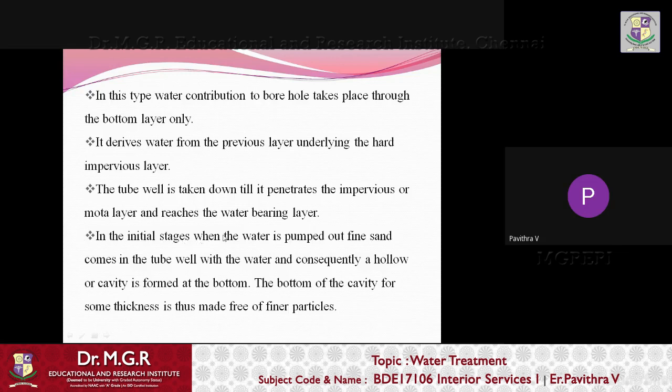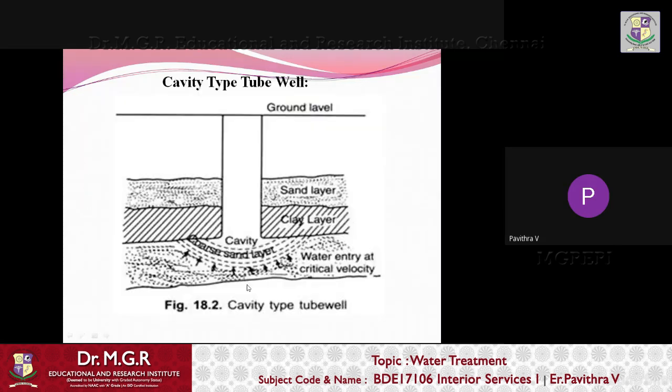In the initial stages, when the water is pumped out, fine sand comes into the tube well with the water, and consequently a hollow cavity is formed at the bottom. So first, when I'm going to get the water, all the sand particles which are going to form a cavity like this will be pumped, and when there is no sand in this layer, a cavity will be formed. That is, a free space will be formed at the bottom.